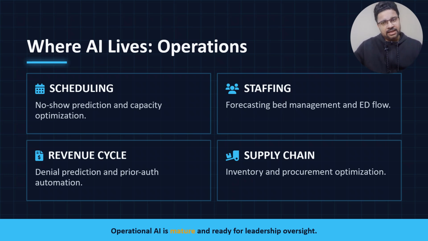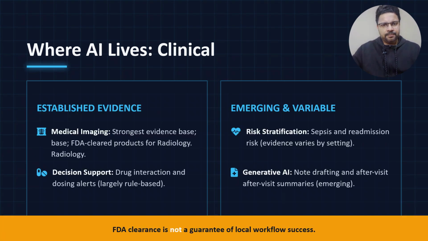In the revenue cycle, AI can predict denials and automate workflows like authorizations. And in supply chain, it optimizes inventory and procurement. These are mature applications. They are really ready for your leadership oversight. Now we'll explore a little bit of AI's role in clinical settings. While operations offer clear wins, clinical AI presents a more nuanced picture.